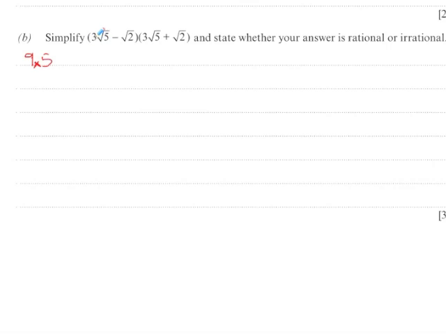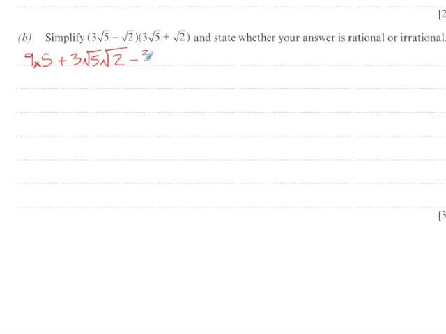So the next bit is 3 times the square root of 5 times the square root of 2. So let's just write that down as it is. 3 times the square root of 5 times the square root of 2. Okay, moving on to this part then. So we've got minus the square root of 2 times the square root of 3 times the square root of 5. So let's write that down.